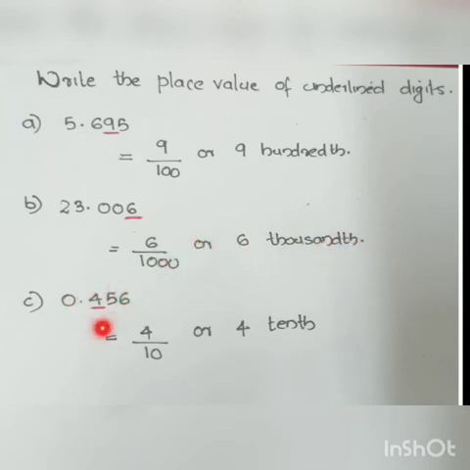Next, 0.456. So first 4 is underlined. That means 4 tenths or 4 by 10. So in this way you have to write the place value. Now what is the place value of 0? You know the place value of 0 is always 0.